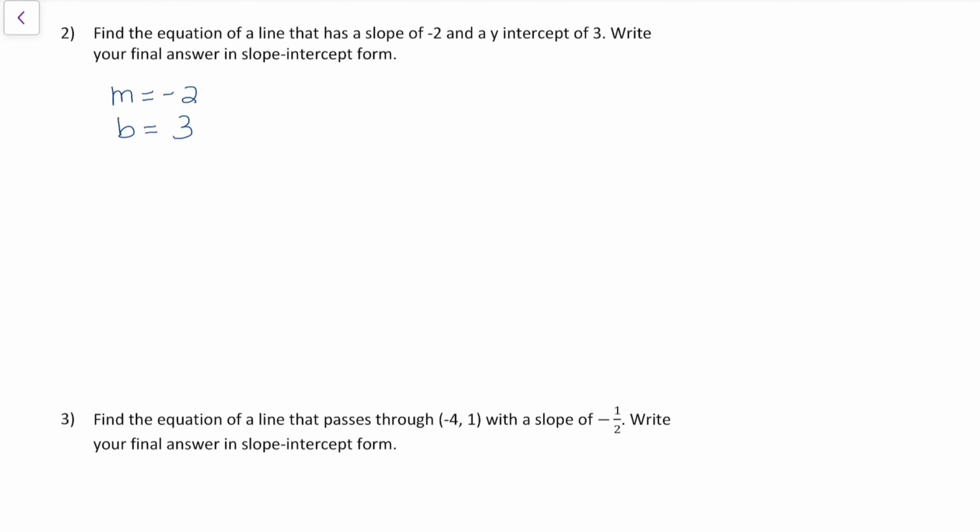Once we have those two pieces of information, there's no real calculations we need to do here. They've given us the information we need. So we can just write it in the form y equals mx plus b. And in this case, we know our m is -2 and our b is 3. And so our equation in slope-intercept form is just y equals -2x plus 3.